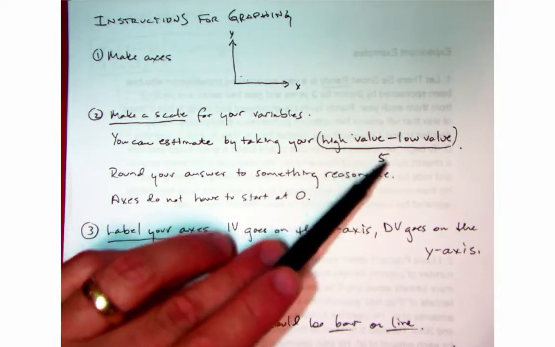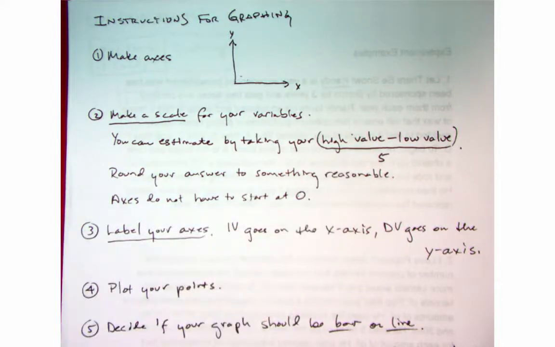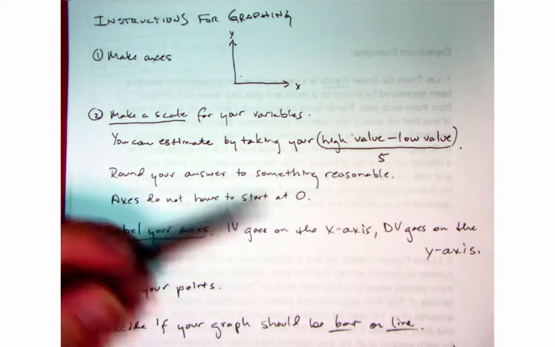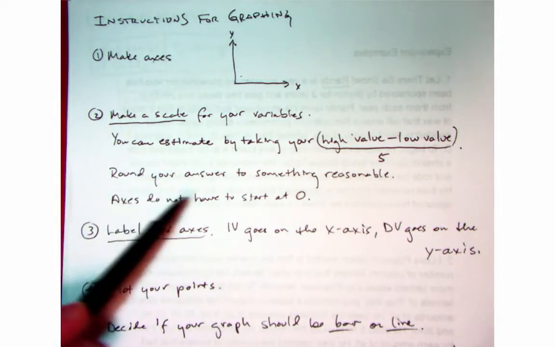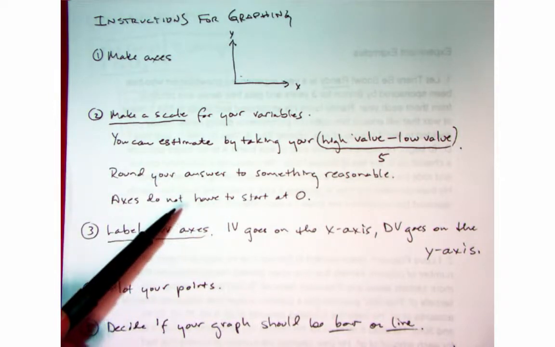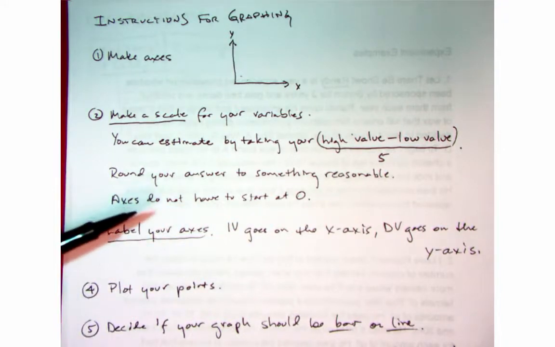If you do this and you end up with a decimal number, either round up or round down, whichever you think makes sense with the data that you have. So, like I said, round your answer to something reasonable. And axes do not have to start at 0. Not all data starts at 0 or near 0. You don't have to start there. That's not a rule.